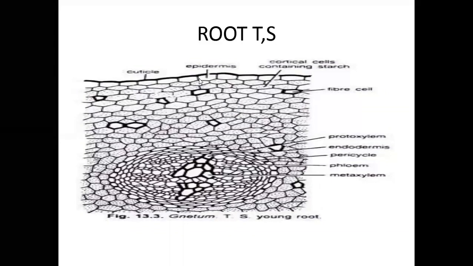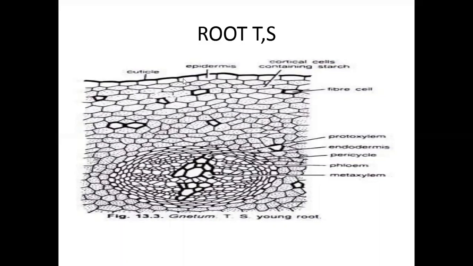It is made by rectangular parenchyma cells. Outside of this epidermis, cuticle is present. It shows xerophytic character, which means Gnetum shows xerophytic characters. The epidermis protects the inner parts and gives a perfect shape to the root system.